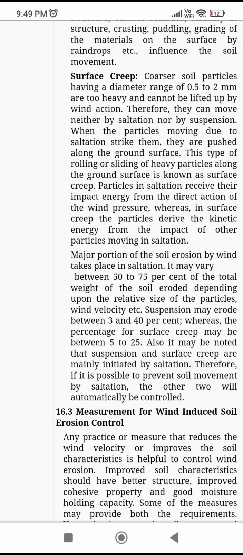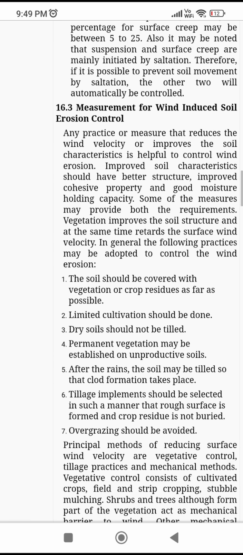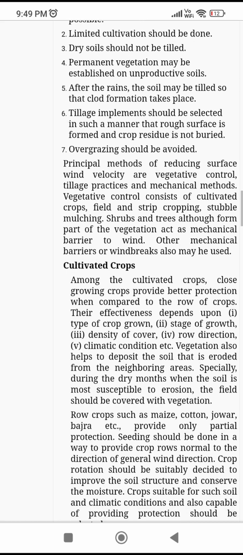So major portion of the soil erosion by wind takes place in saltation. Remember this. It may vary between 50 to 75%. Suspension may erode between 3 to 40%, whereas surface creep may be between 5 to 25%. So what are the measures to avoid this one?